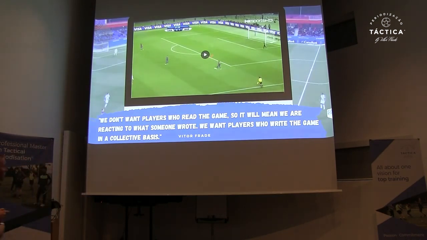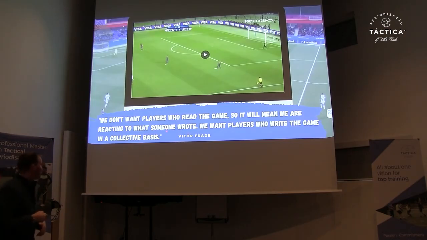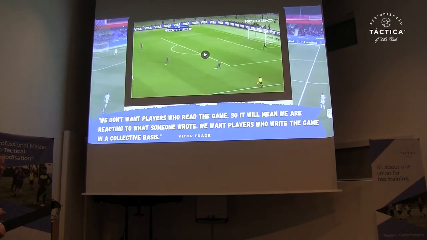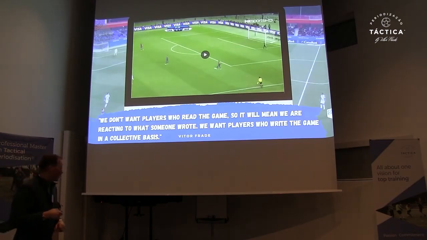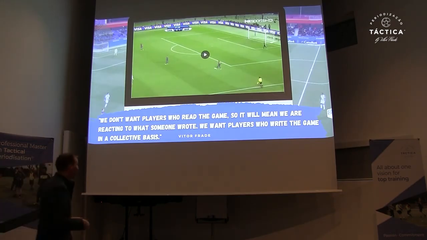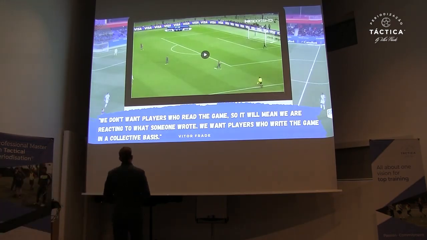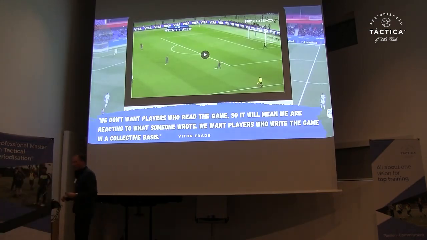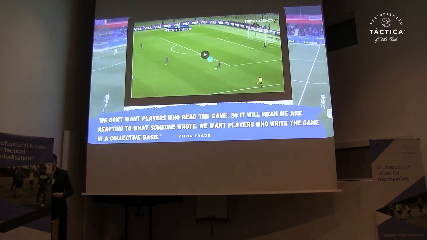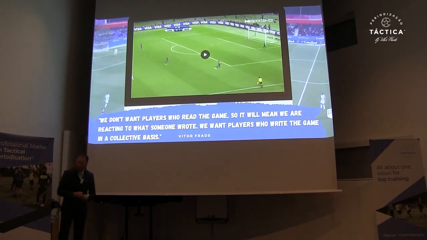I just want to bring two more things, closer to the end. Professor Prad also said, we don't want players who read the game, which would mean we are reacting to what someone wrote. We want players who write the game on a collective basis. So that means to take the initiative collectively in order to interact. And there's a game situation, of course, against Barca in the World Cup final against Santos, where you will see players who write the game on a collective basis.